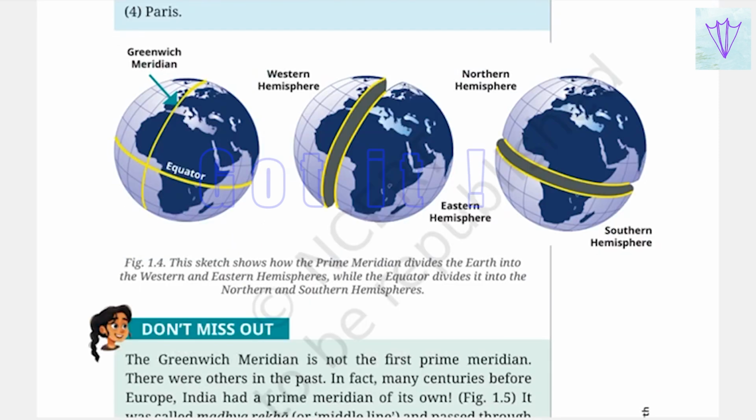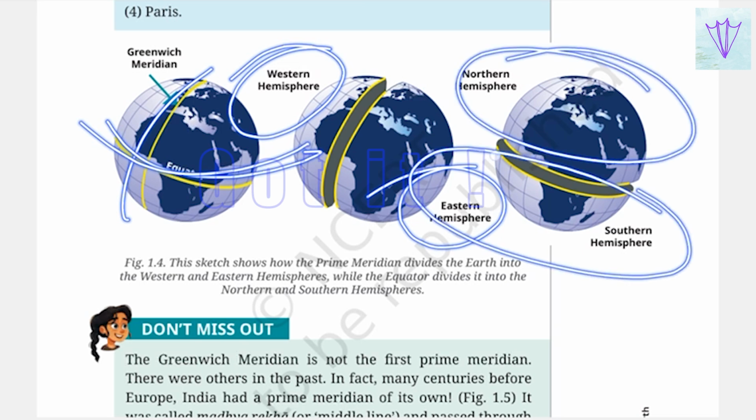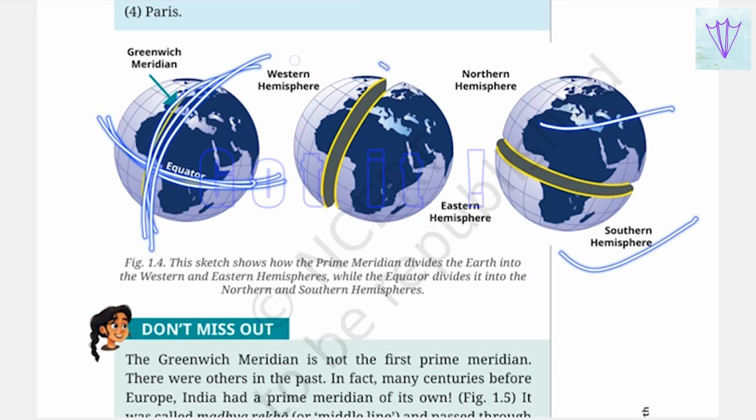So here, this is a sketch which shows how the prime meridian will divide the earth into the western hemisphere and the eastern hemisphere, while the equator will divide the earth into northern hemisphere and southern hemisphere. So by the equator, if we divide, we'll get both north and south hemispheres, while with the Greenwich meridian we'll get the western and the eastern hemispheres.